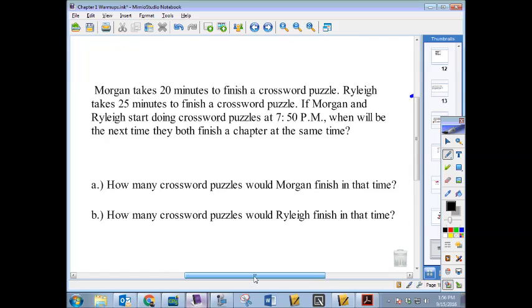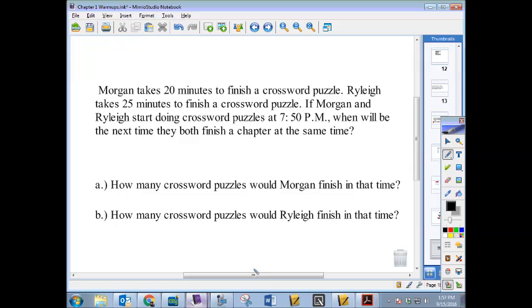This is a question. I'll read it. Morgan takes 20 minutes to finish a crossword puzzle. Riley takes 25 minutes to finish a crossword puzzle. If Morgan and Riley start doing crossword puzzles at 7:50, when will be the next time they finish a puzzle at the same time? So what type of question is this? Just wait. You know it's a future question, so you know it's LCM.